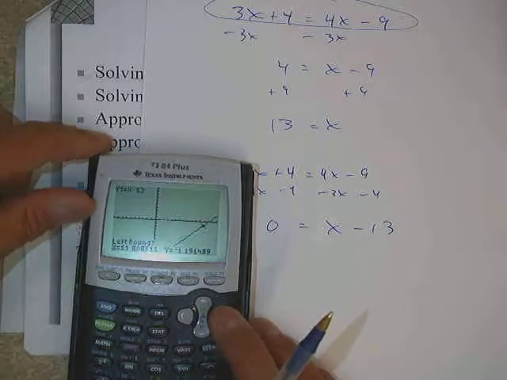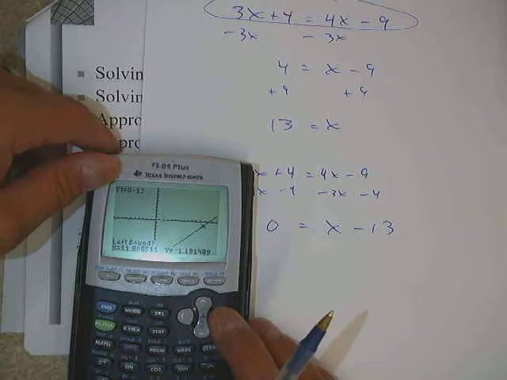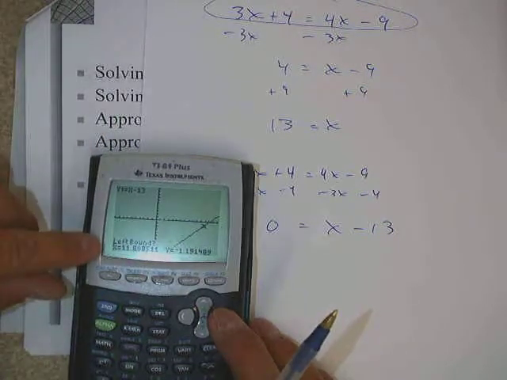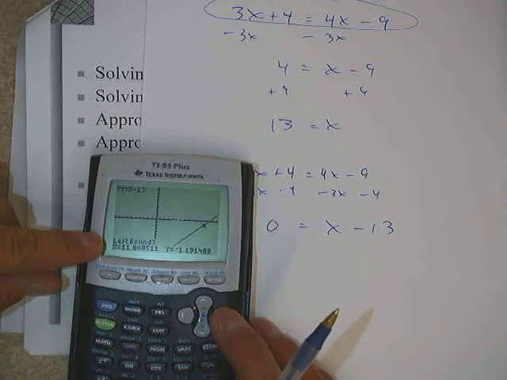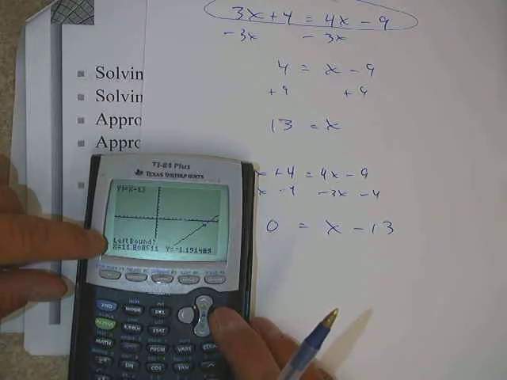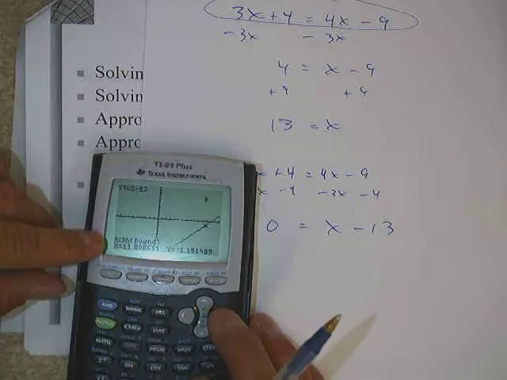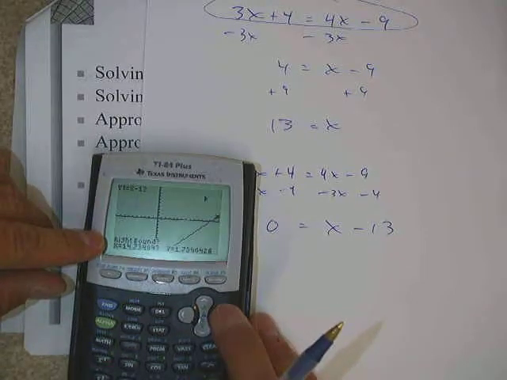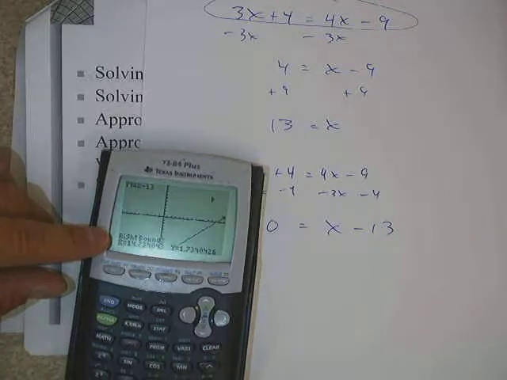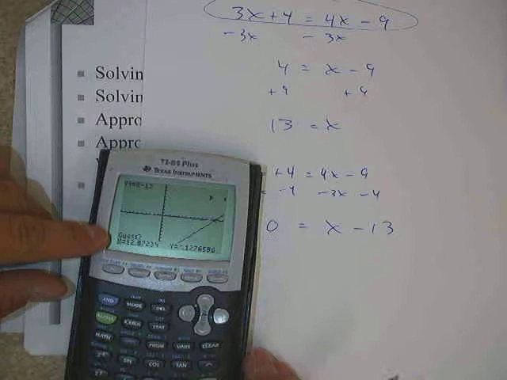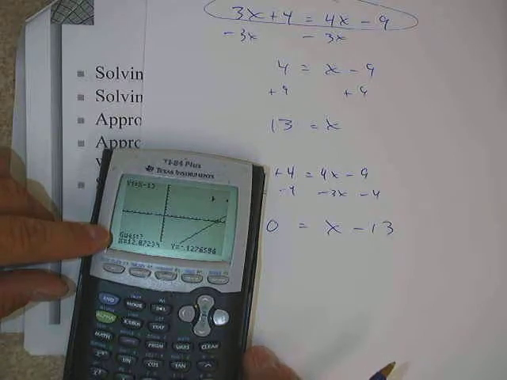But if we move that over closer to the intersection point, and once again we hit enter 3 times, when we do the 0 command, we have to make sure the cursor's in the right position for us to do it. So notice it's asking for a left bound. Okay, we need to be left of the intersection point. And right now we are left of the intersection point, so we can hit enter. But then it's asking for a right bound. So we go to the right side of the intersection point and hit enter.